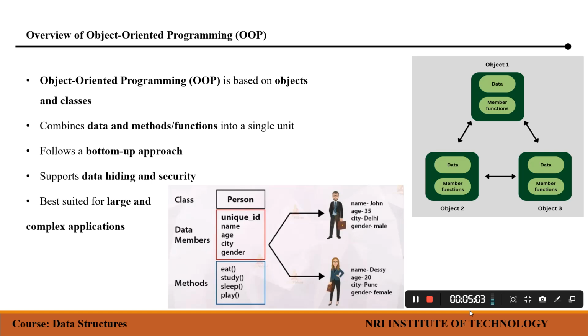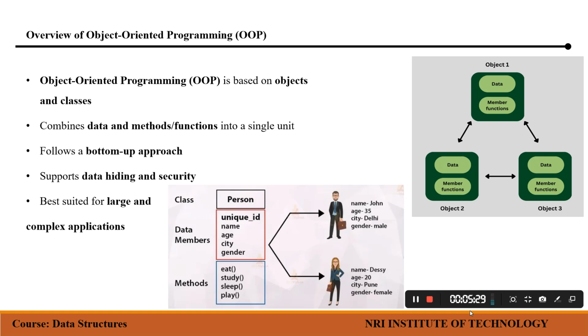Next, overview of object-oriented programming paradigm. So object-oriented programming depends upon classes and objects, mainly on classes and objects. It combines data and methods into a single unit. It follows a bottom-up approach. It supports data hiding and security. And of course, it is best suited for large and complex applications.